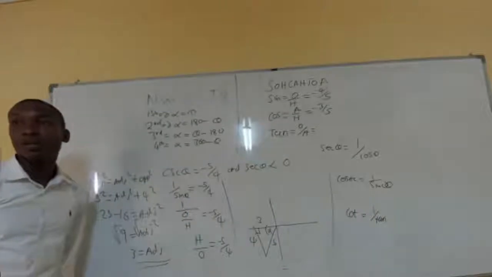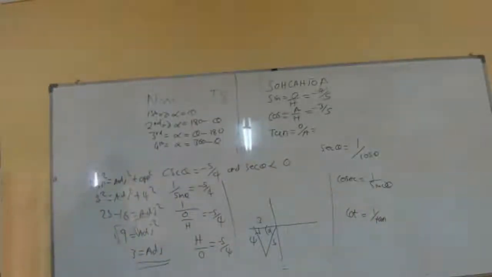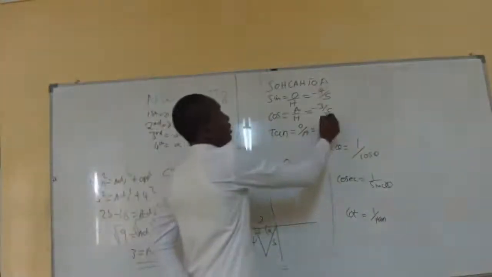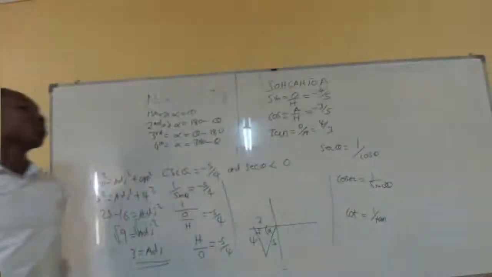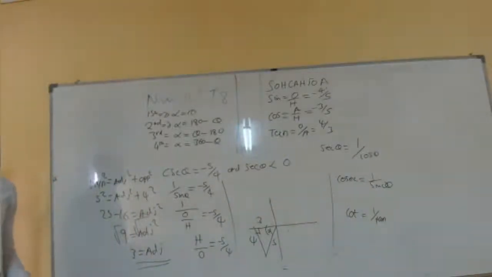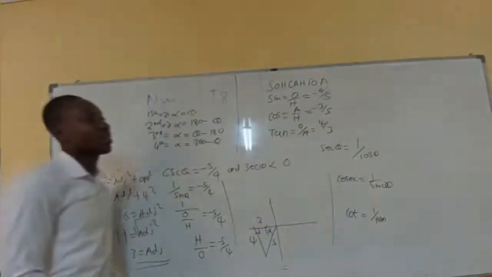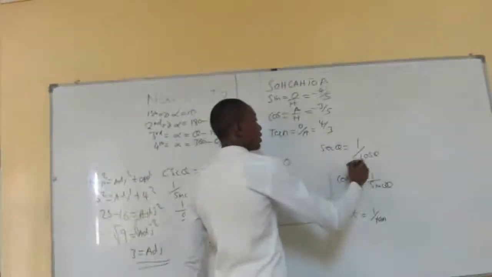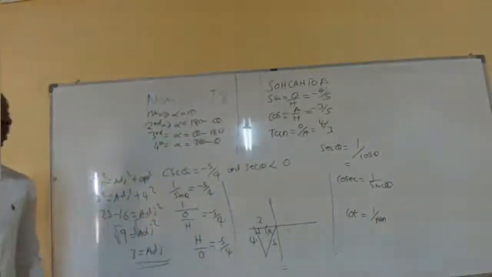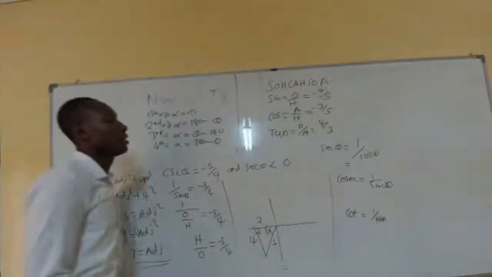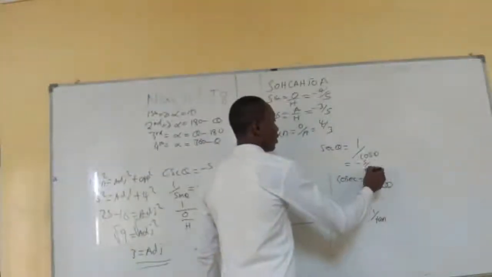Now, to find the other one, which is tan in this case: tan is opposite over adjacent. Opposite is 4 and adjacent is 3, so this is 4 over 3. It's positive because tan is the owner of the third quadrant, so it's positive 4 over 3. Sec theta is the flip of cos, so the flip of cos will be negative 5 over 3.